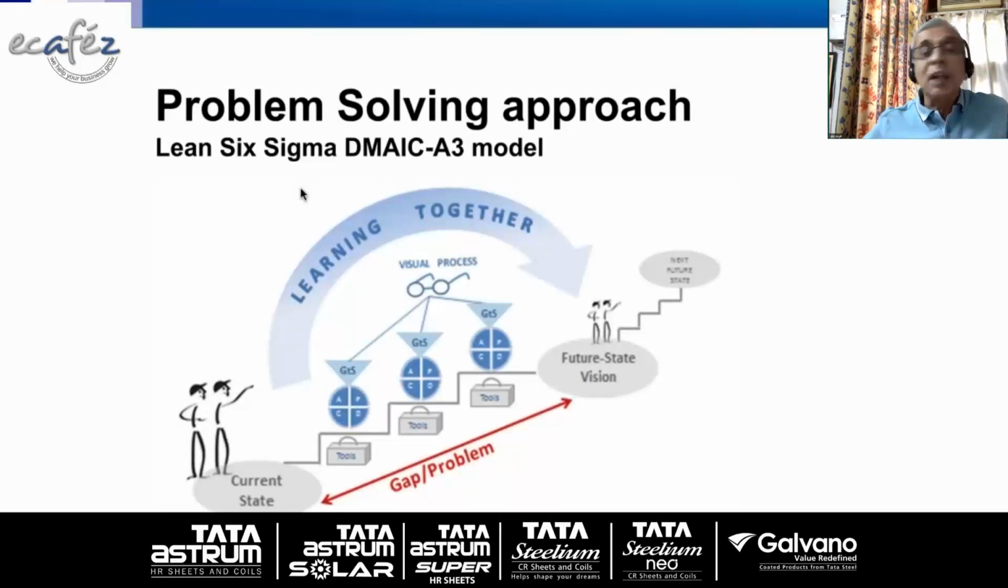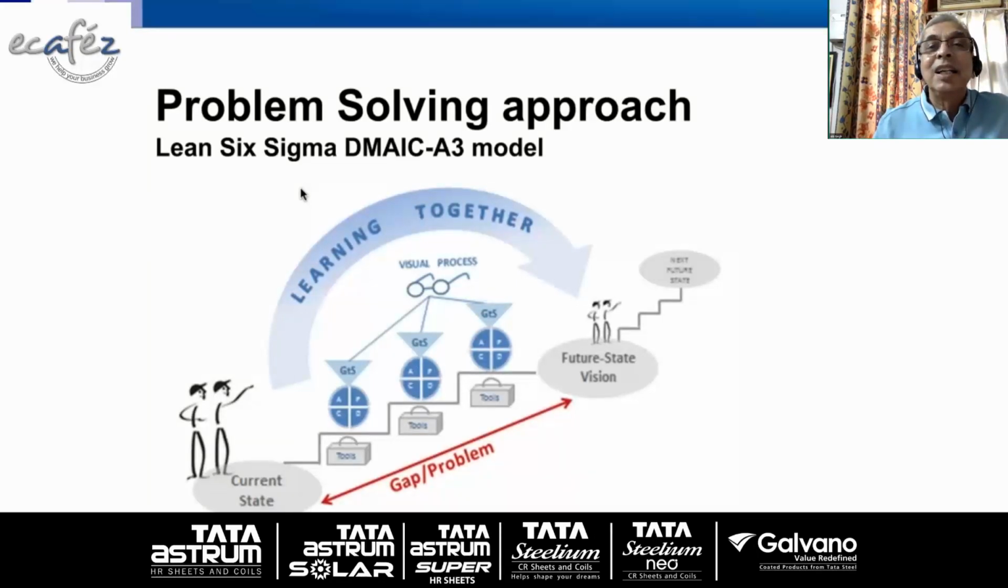And it cannot be done in one go. Step by step, using the very famous methodology given by Deming, PDCA: Plan, Do, Check, Act. So Lean and Six Sigma are nothing but PDCA in a modified form. We have to learn together a new technique, then only we can reach the future state and solve the problem. Let's see how it works.